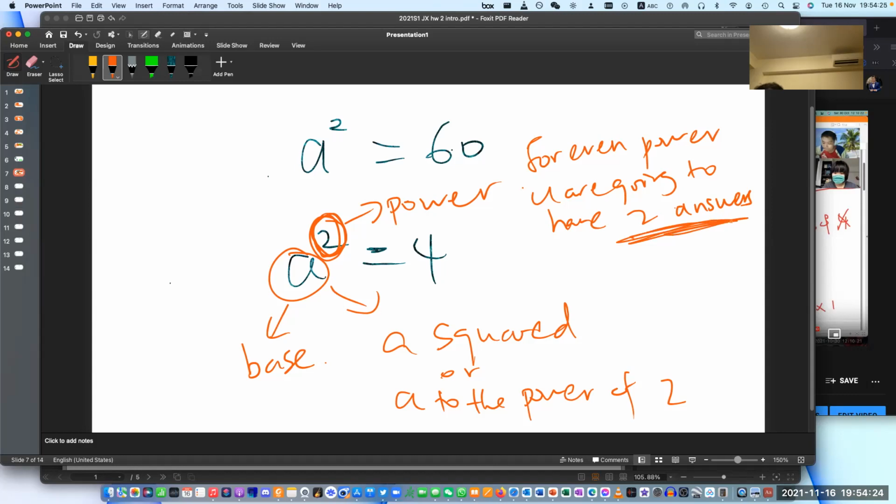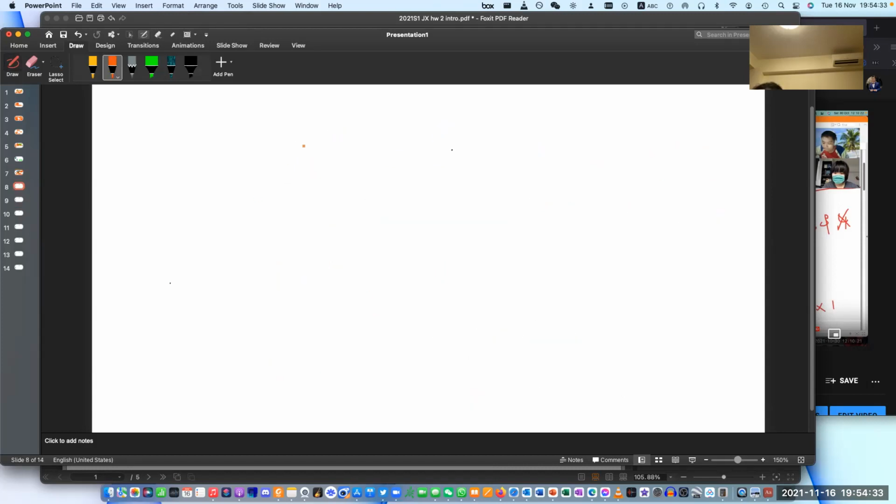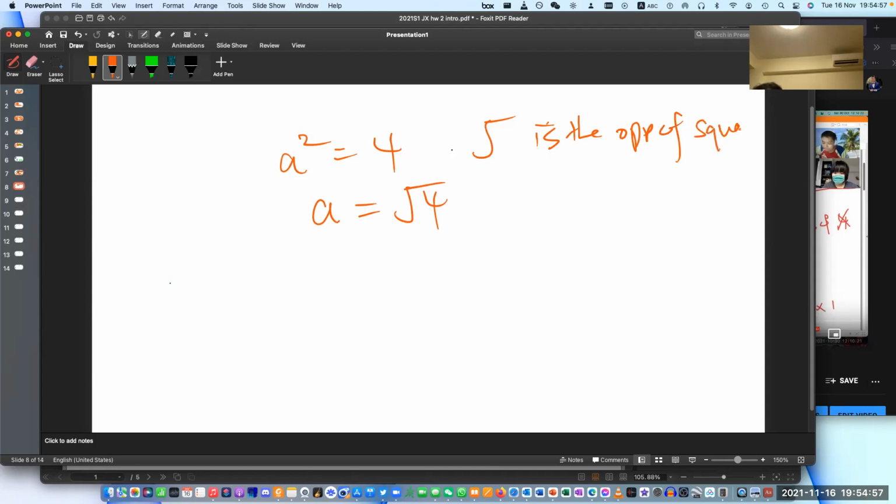A lot of students just take the answer from their calculator, because the calculator only gives you one answer if you do this. So let me continue. So a squared equals 4, right? What a lot of students do is they just do a. If you have a squared here, you need to square root it, because the opposite of square is square root. So you need to square root to get a in this case.